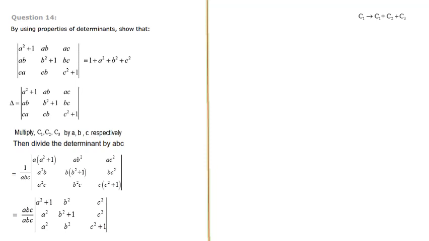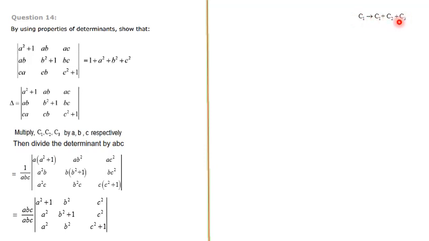Now you can check. C1 changes to C1 plus C2 plus C3. Means if you add C1, C2, C3, a square plus 1 is here, b square is here, c square is there. If you add these three, you will get 1 plus a square plus b square plus c square.